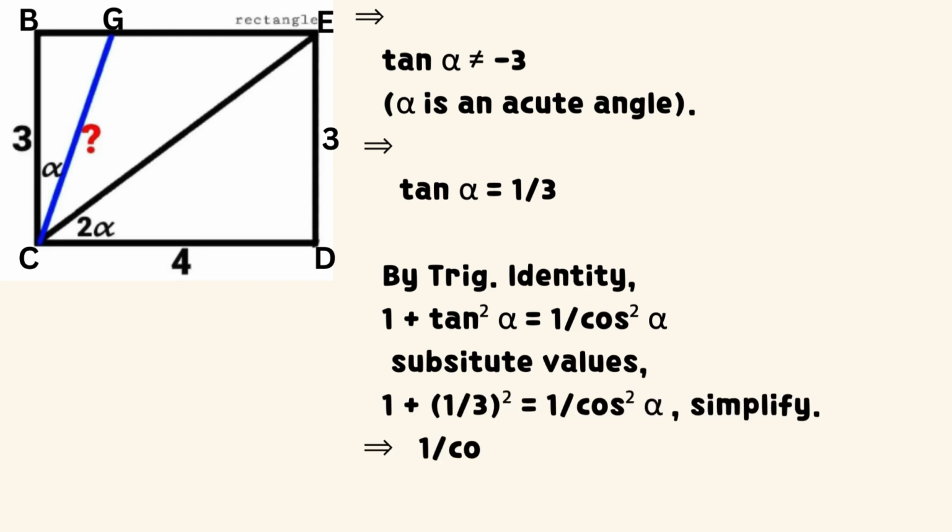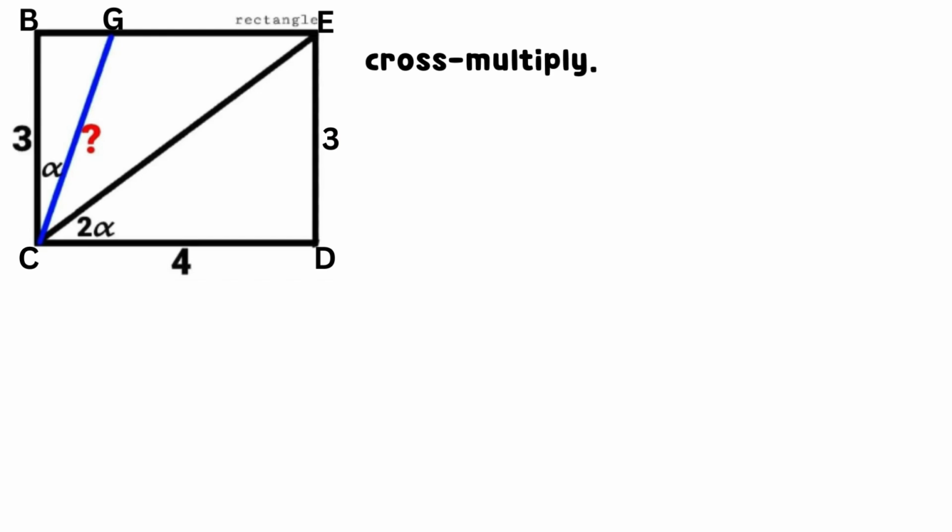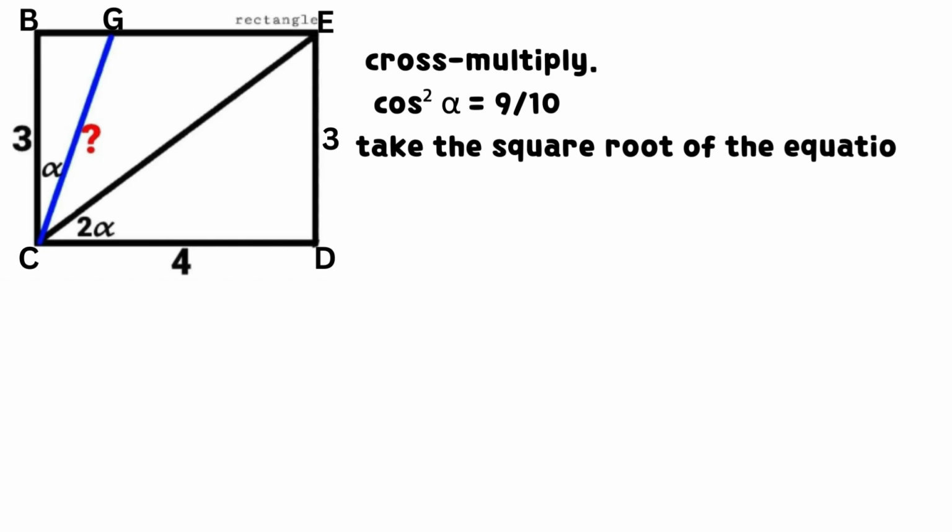By trigonometric identity, the sum of 1 and the square of tan alpha equals the reciprocal of the square of cosine alpha. Substitute values and we have that the sum of 1 and the square of 1/3 equals 1 divided by the square of cosine alpha. Simplify so that 1 divided by the square of cosine alpha equals 10 divided by 9. Cross multiply. The square of cosine alpha equals 9 divided by 10.